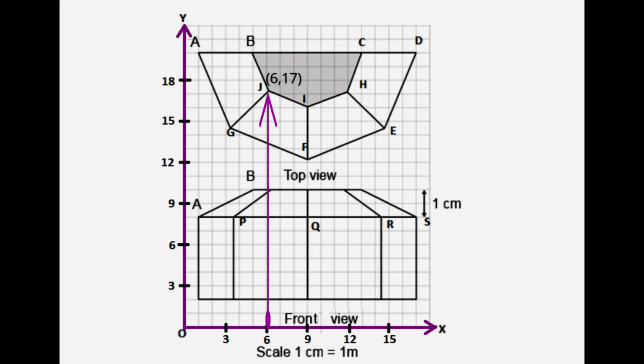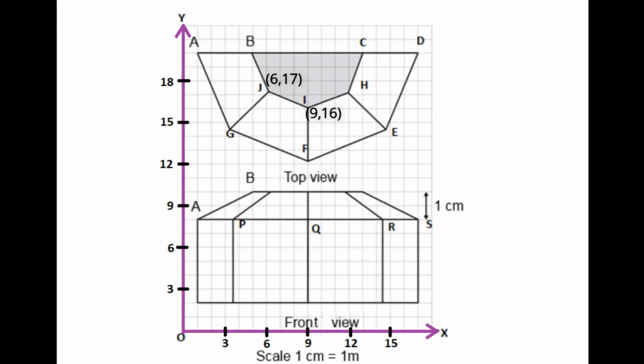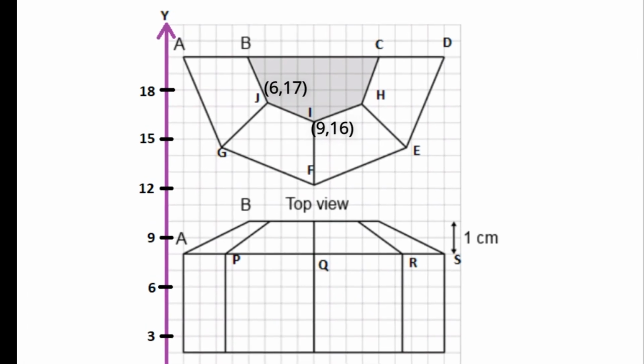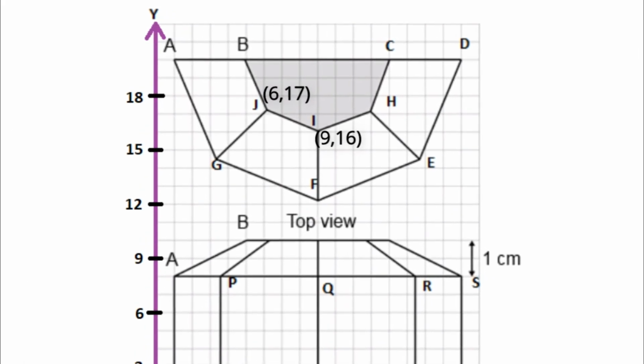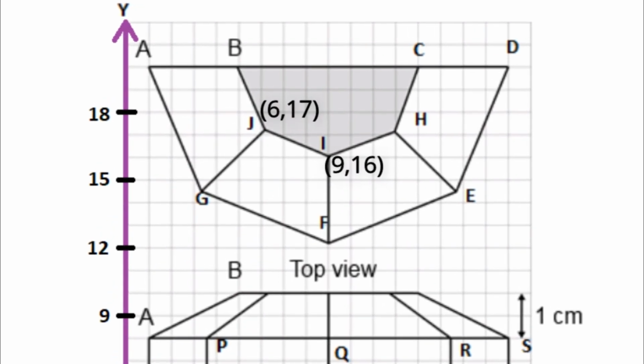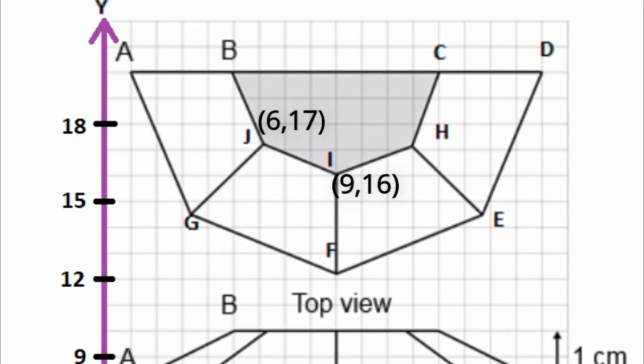Now let's have a look at I. I is (9, 16). Could you see that? Okay. All right. So we have the point J and we have the point I. Let's keep the figure here, and what we do is zoom in only to that section containing J and I. Have a look at it. We want the midpoint.